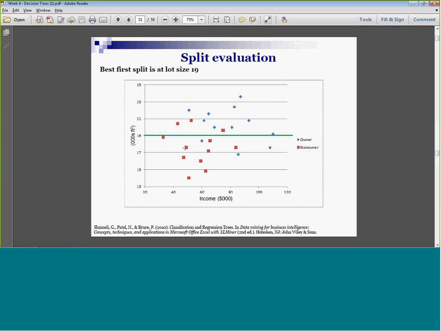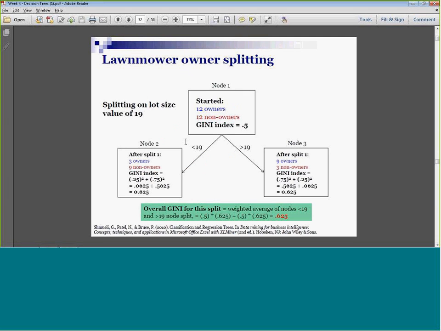Do we stop there? Well, maybe. I doubt it, but maybe. We could see if I can do another split. Here are the calculations. We started with a Gini index of 0.5. After the split 1, we have 3 owners, 9 non-owners. Even though our variable is a continuous one that we split on, we're using the Gini index because our answer is categorical, either you're an owner or non-owner. So we use the Gini calculations.